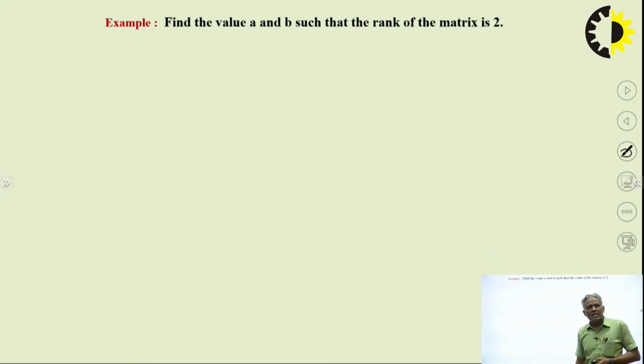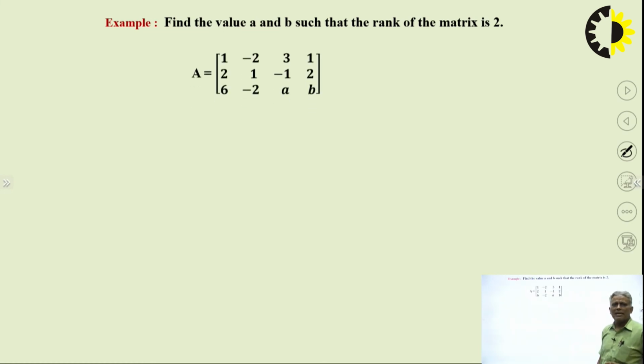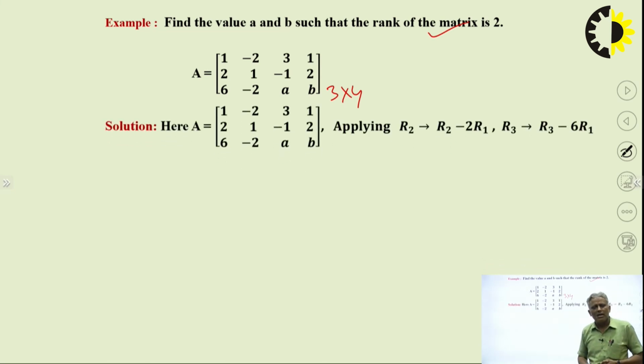Now, what is the role of the rank in our engineering and technology? We see here, right? Suppose another question: find the values of a and b such that the rank of the matrix is 2. We cannot apply the determinant method here because the order of this matrix is 3 by 4. So we cannot apply the determinant method. So there are two options. First is echelon form and another is the normal form. So I apply the echelon form here.